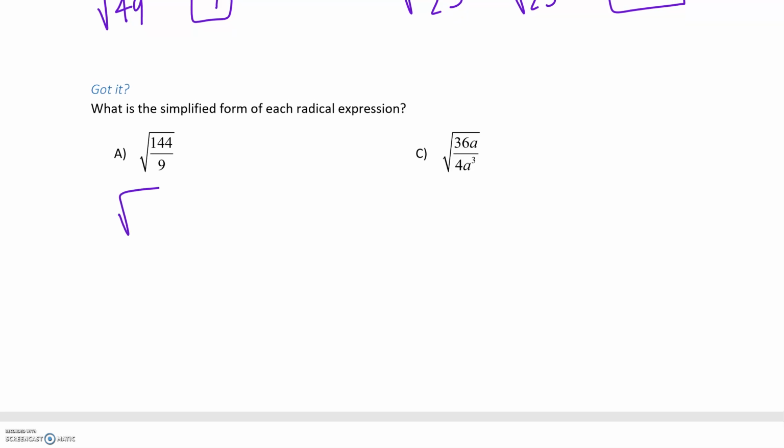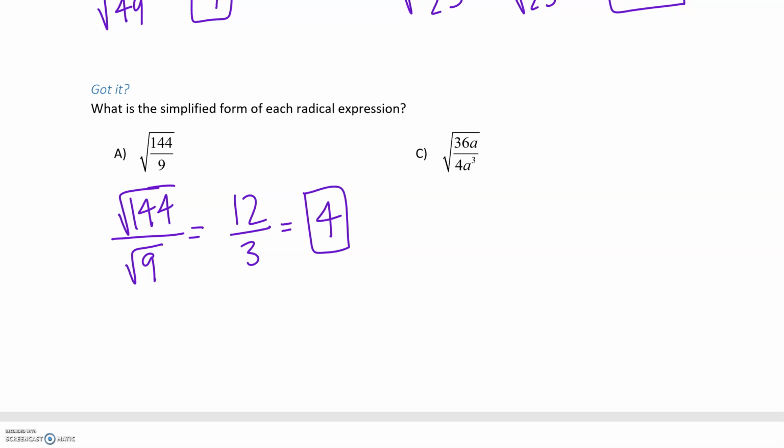For a, we have the square root of 144 over the square root of 9. It's going to give us 12 over 3. When we do 12 divided by 3, that's just going to give us 4.